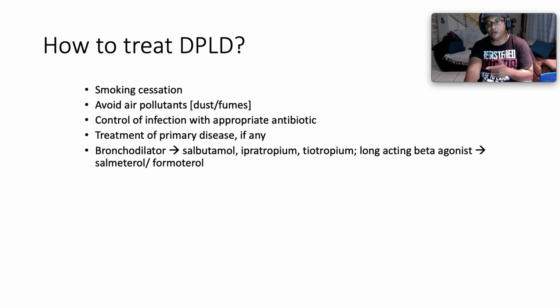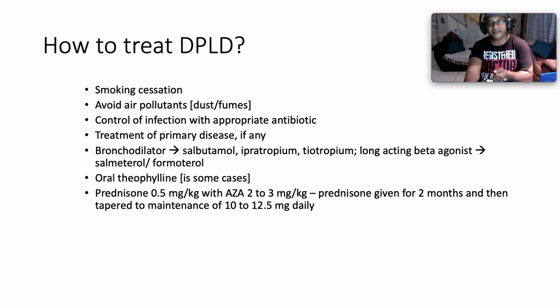Bronchodilators in the way of short and long acting. So short acting: salbutamol, and ipratropium, which is an anticholinergic. Long acting anticholinergic: tiotropium. Then long acting beta agonists in the way of salmeterol, formoterol, and oral theophylline in some cases.